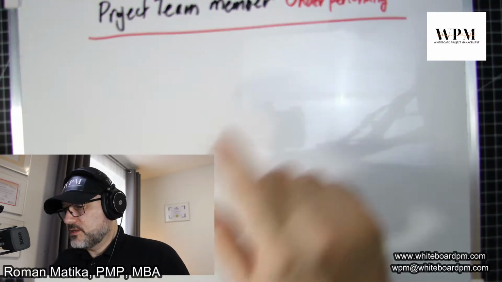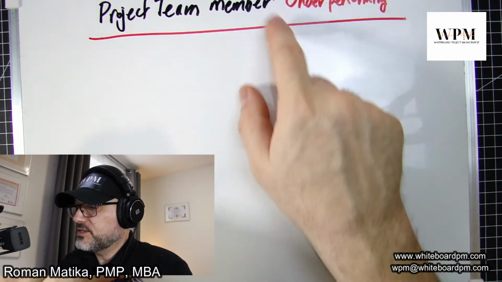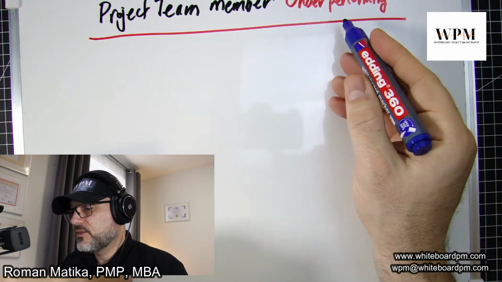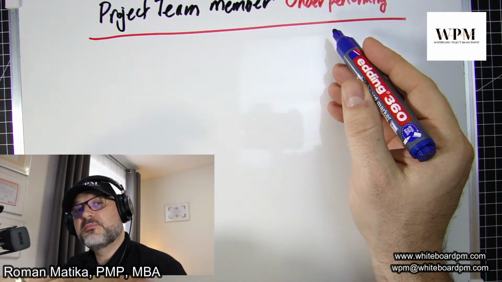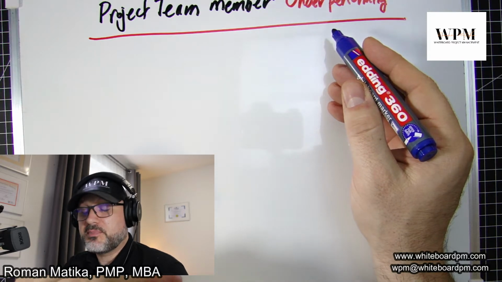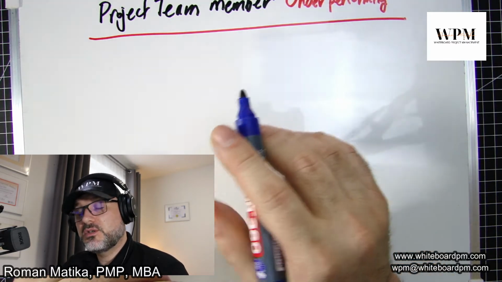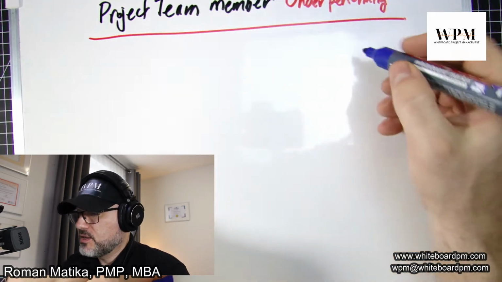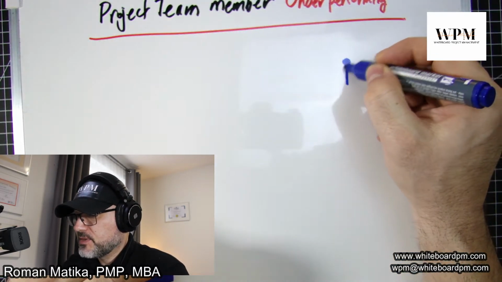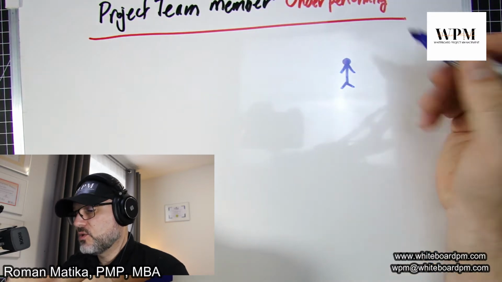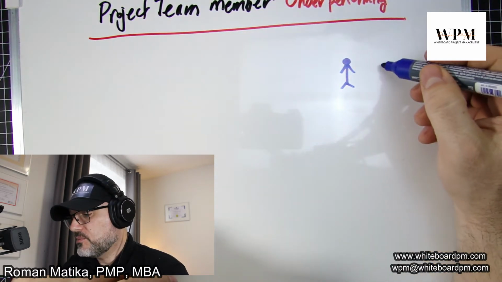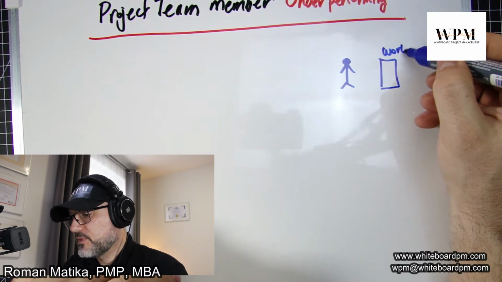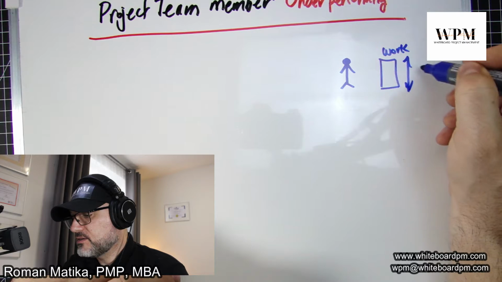I will focus now on the word underperforming. What does this mean? What are the levels of measure for the meaning of underperforming? Each person you, as a project manager, are expecting from the nominated person that this person will do some quantity of work in a specific time.